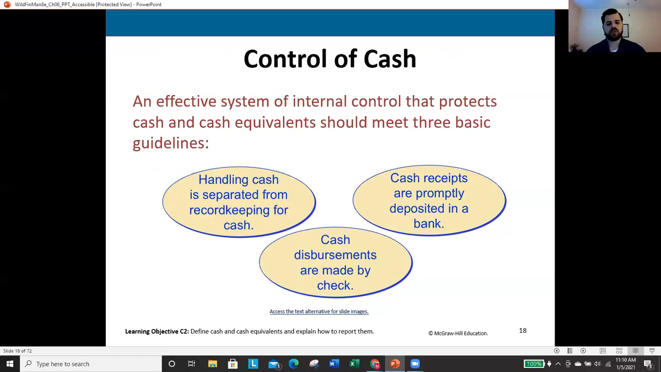And it is often the case that cash is one of our most mobile assets. If something is going to suddenly disappear, it is much easier for cash to disappear from a drawer than it is for a large machine that is bolted to the ground to disappear. So we've got to have a little bit more strict control when it comes to cash. So the first thing we're going to look at here is handling cash. So the actual collection of cash, for example, should be separated from the record keeping.